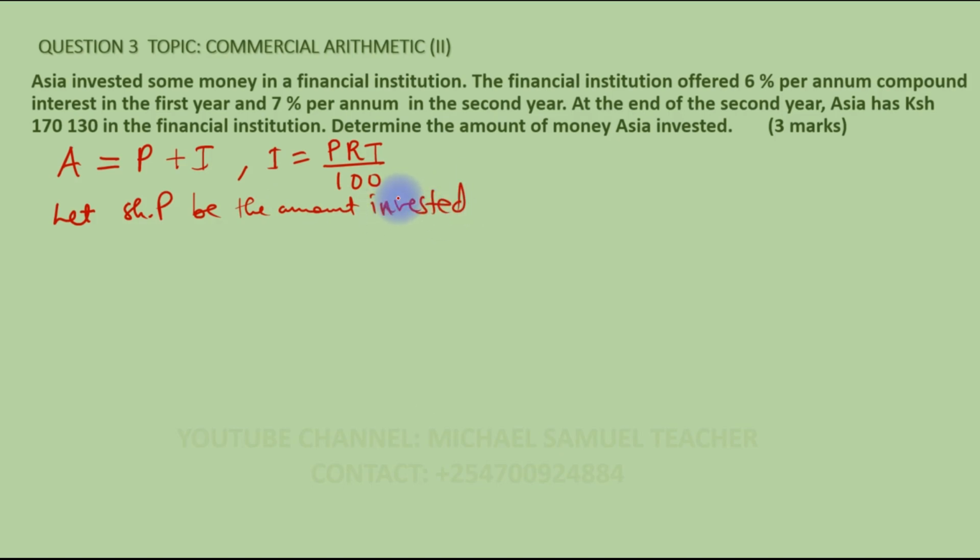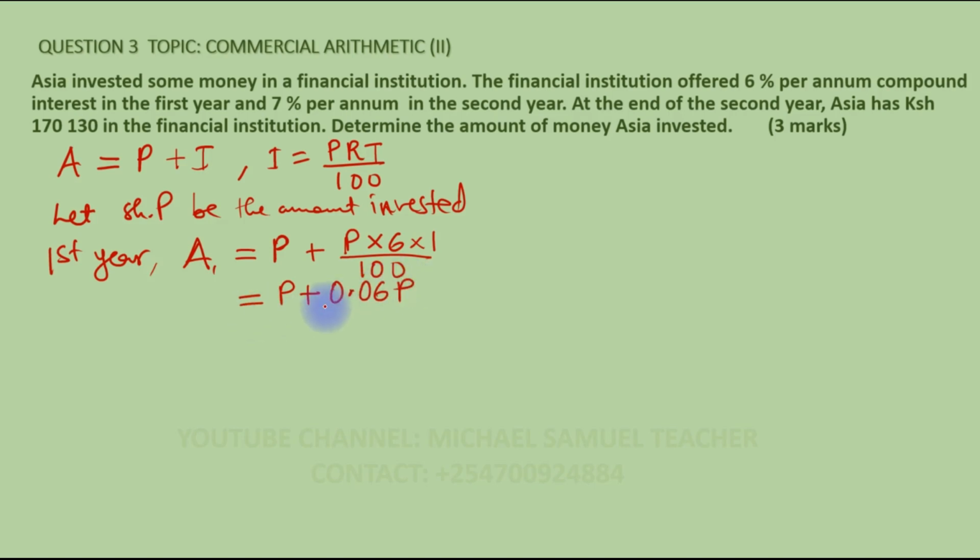So if P is the amount invested, then in the first year we expect the amount to be the principal amount, which was the amount invested, plus that amount invested times the rate, and in our case in the first year the rate was 6, so 6 times 1 all over 100. So this will be the same as P plus 6P over 100, which is 0.06P. If we add them together, we get 1.06P. That was the total amount in the first year.